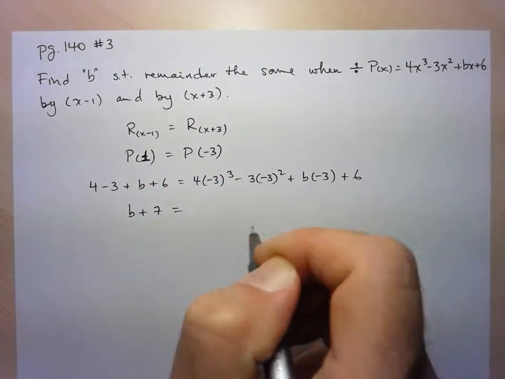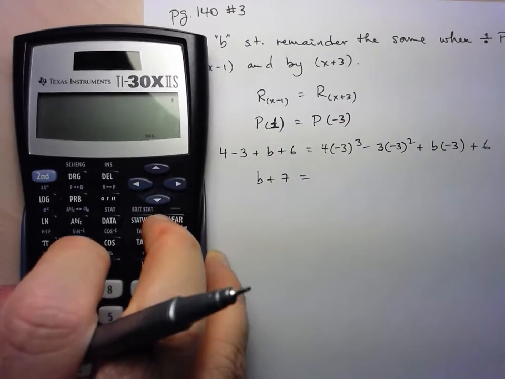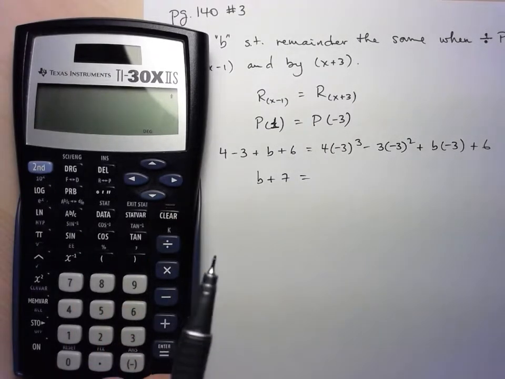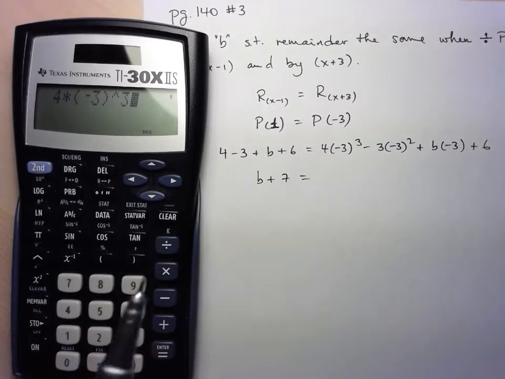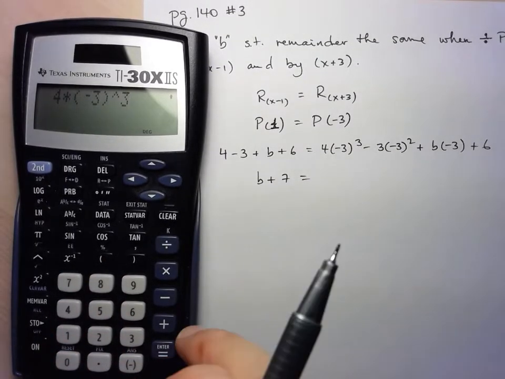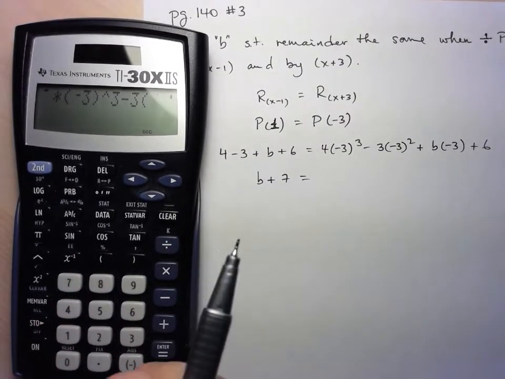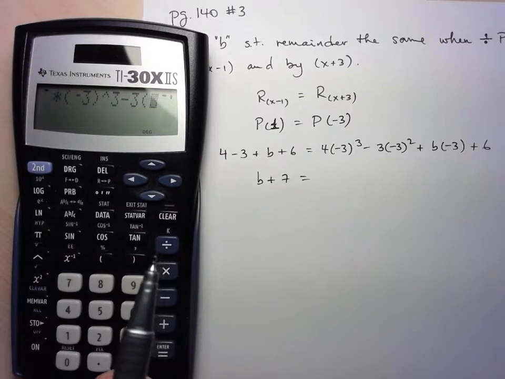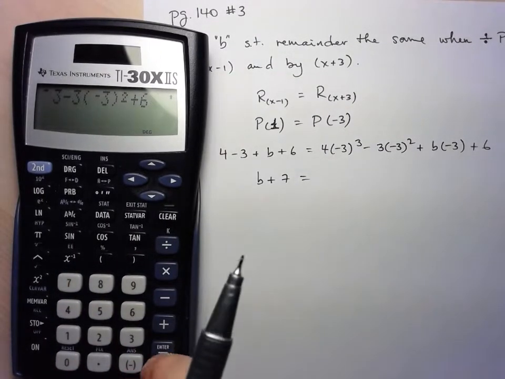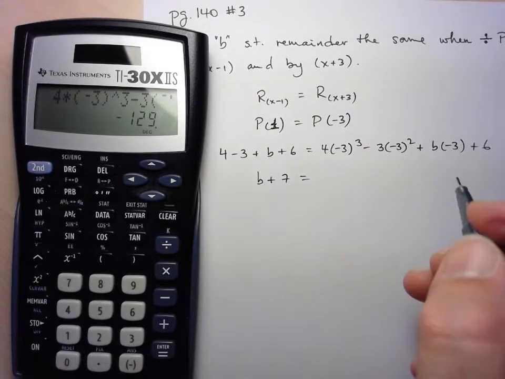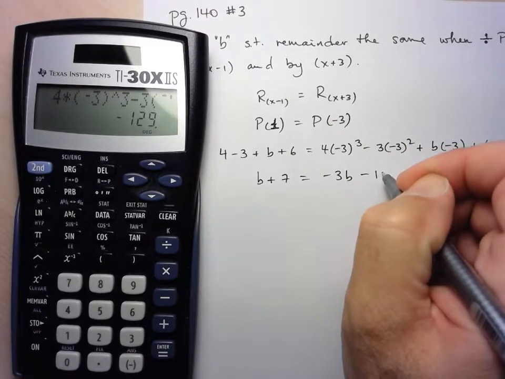on this side, and I think for the other side I'll get my trusty calculator out. Okay, so let's see what we have. We have 4 times -3 cubed minus 3 times, and I could do a lot of this in my head, but let's just use a calculator. Whoops. -3 squared, okay, and then plus 6, okay, -129. So here I'm left with -3b, and then here I've got minus 129.